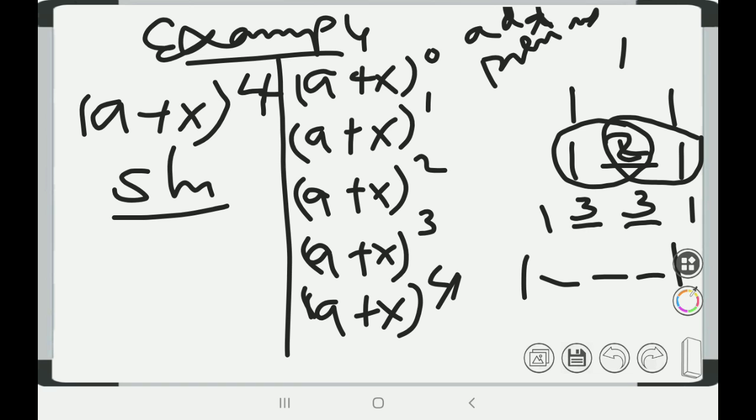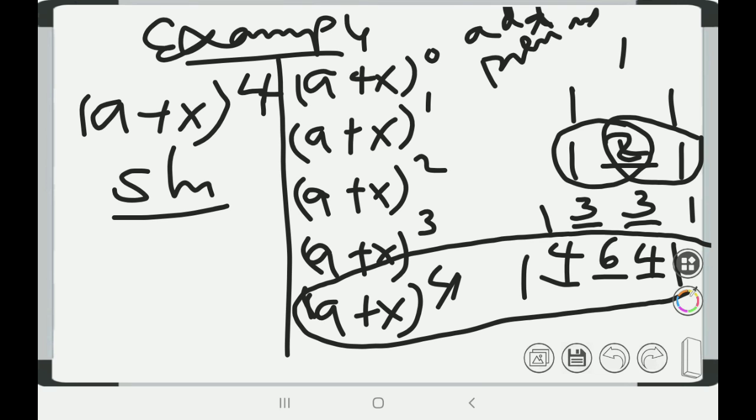We have also 3. And then here we have 1 plus 3, we have 4. 3 plus 3, we have 6. Then 3 plus 1, we have 4. So this is the final coefficients of the term a plus x raised to 4. So these are the coefficients.